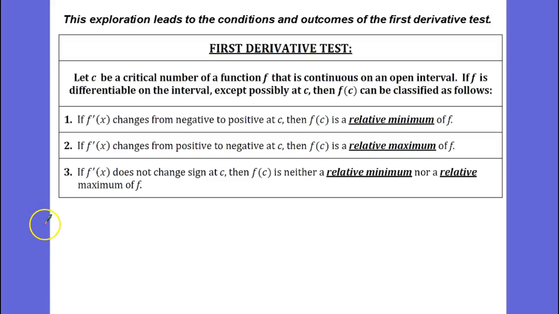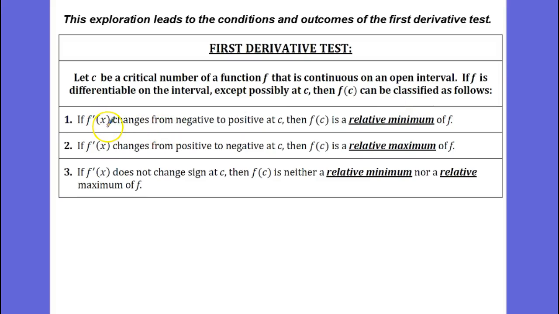Alright, so let's summarize what we observed in the last investigation. If we let c be a critical number of our function f, and f is continuous on an open interval, and if f is differentiable on the interval, except possibly at c, the critical value that could be a cusp, for instance, then f of c can be classified in three ways.